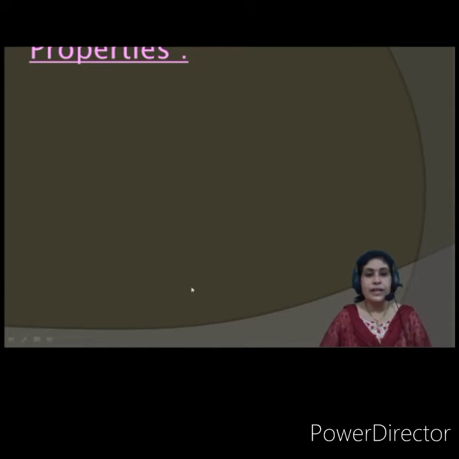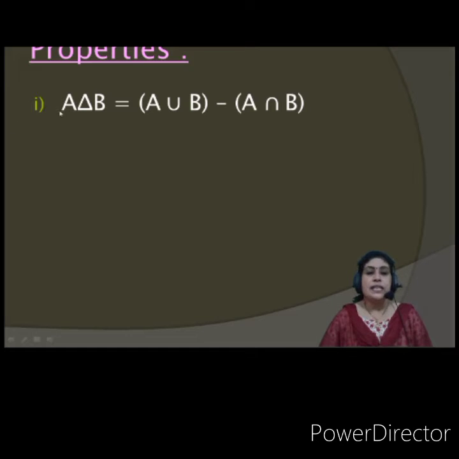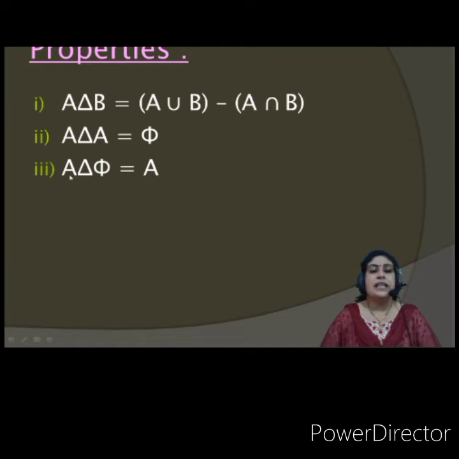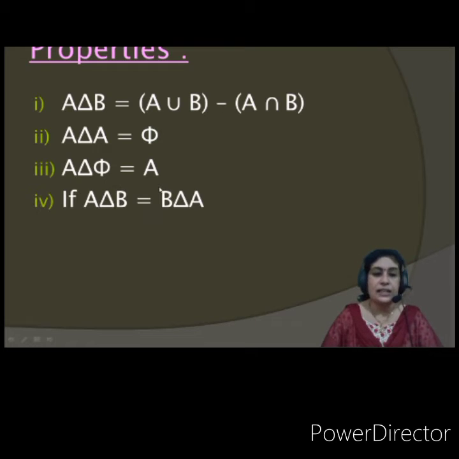your own. Okay. So first one, the symmetric difference of two sets A and B is equal to A union B minus A intersection B. Verify and see. Take examples, take sets and just try to check it. Okay. Second one, the symmetric difference of a set with itself is always an empty set. Then the symmetric difference of an empty set with a set is always the set.